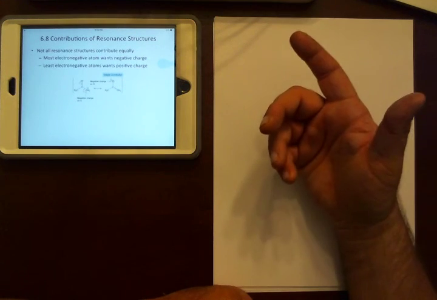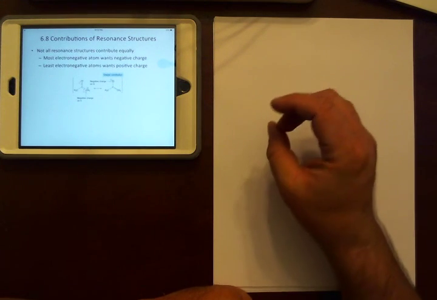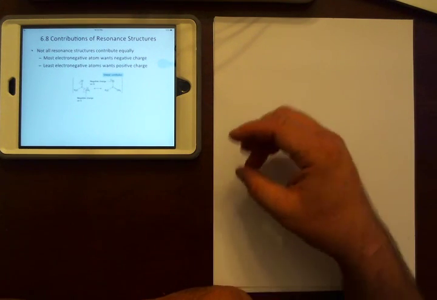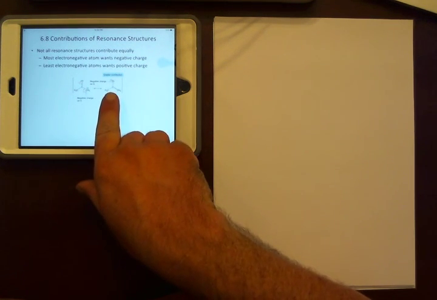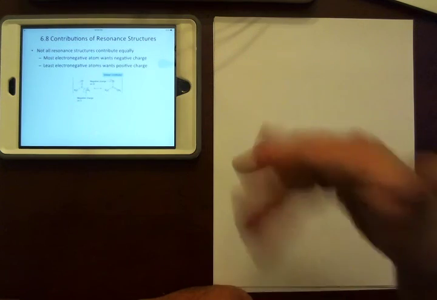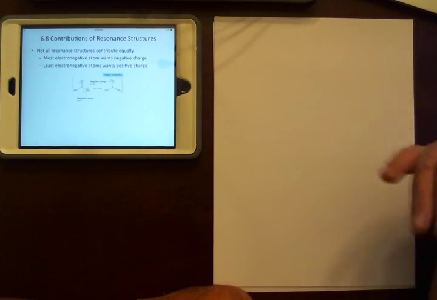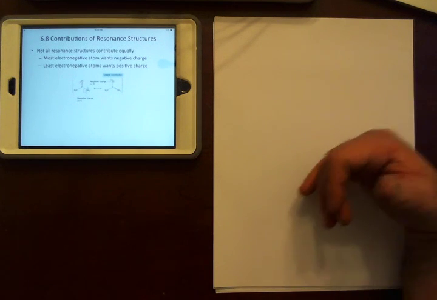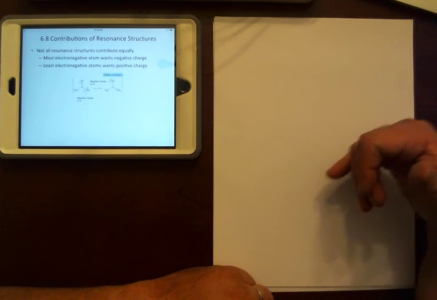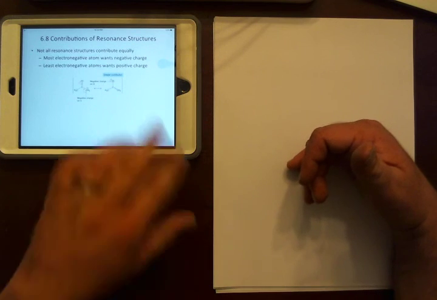Conversely, if you have a positive charge, you want that to be on the least electronegative atom. So if we were bouncing around a positive charge in this resonance structure, you'd want it to go on the carbon, because it's less electronegative than oxygen. It's farther away from fluorine on the periodic table. So there you would want the positive charge.